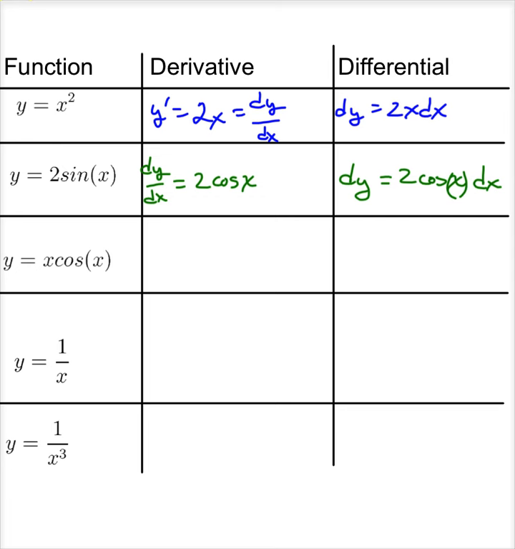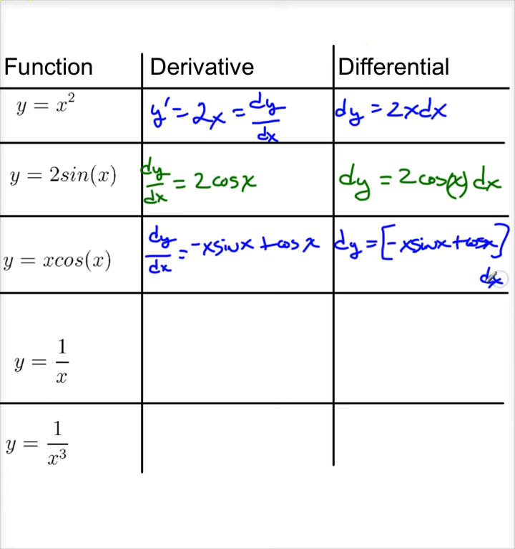Suppose I need to do the product rule here. If y is x cosine of x, then dy dx is minus x sine of x plus cosine of x. But the differential form is dy is equal to, now you're going to need parentheses or brackets or something, minus x sine x plus cosine x, and I'm out of room, so I'm going to put the dx down here.